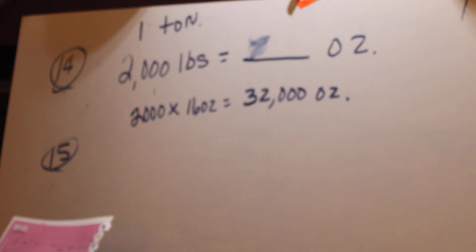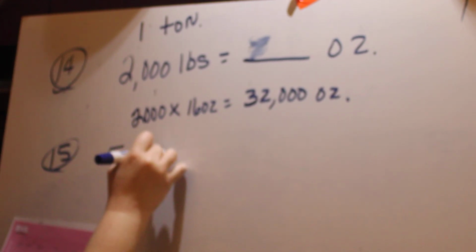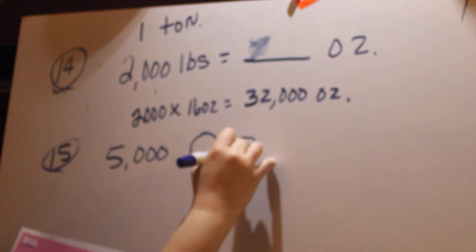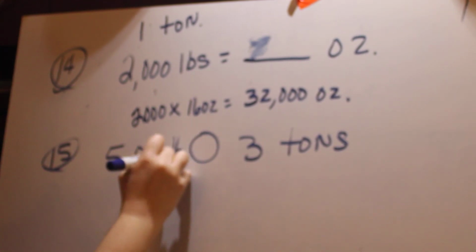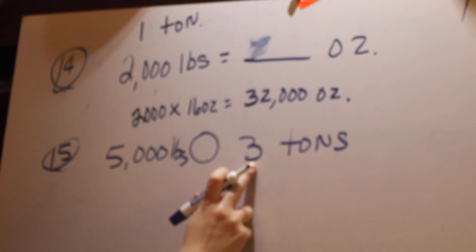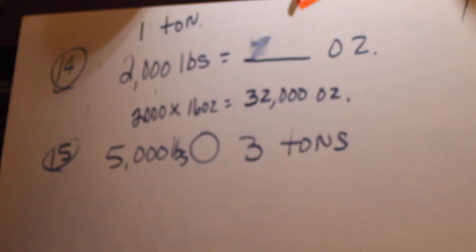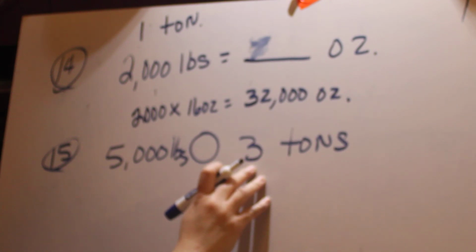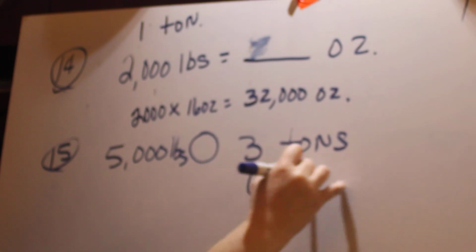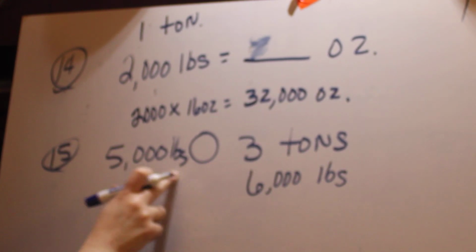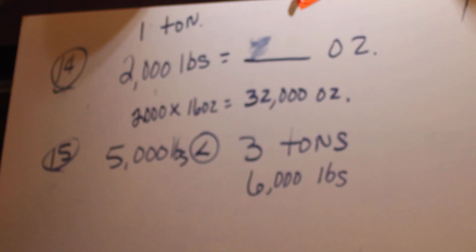15. They were asking for you to fill in a greater than or less than sign. Which is greater, 5,000 pounds or 3 tons? If you convert this to pounds, you'd know 3 times 2,000 gives you 6,000 pounds. So 5,000 pounds is less than 6,000 pounds.